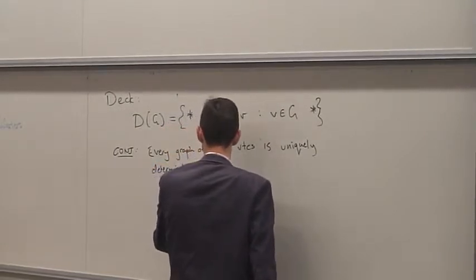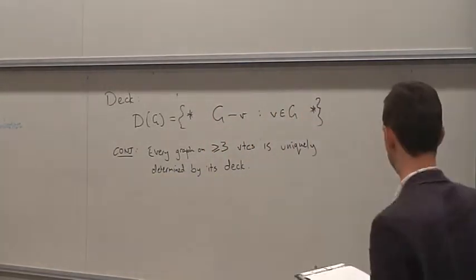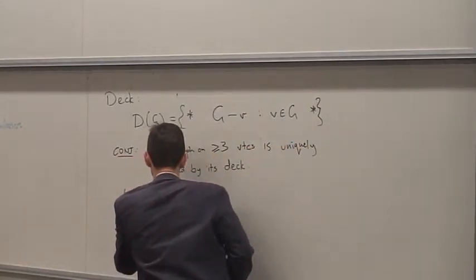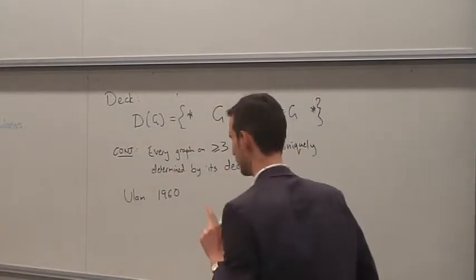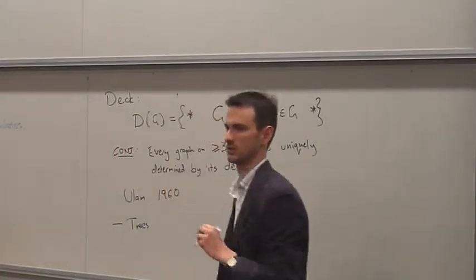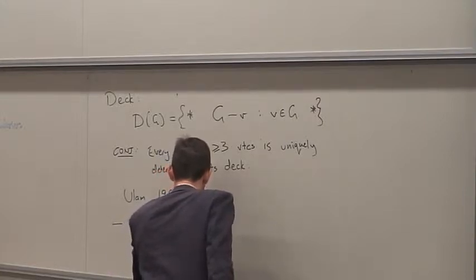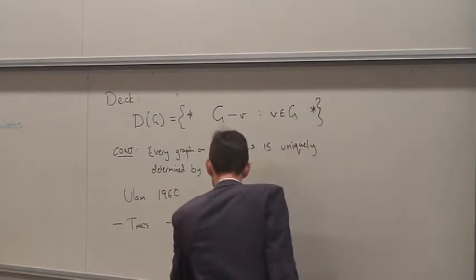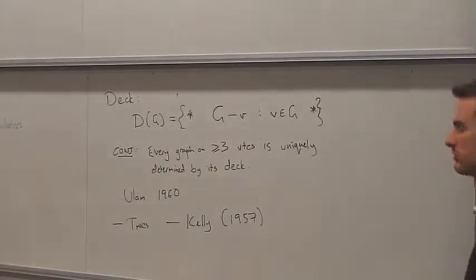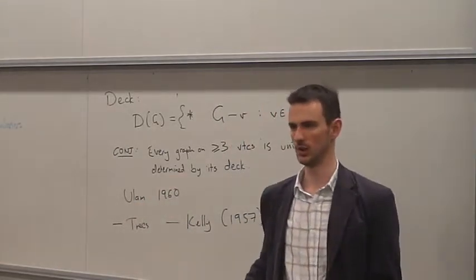Traditionally the conjecture was made by Ulam in 1960, but actually the first result on this is that all trees are reconstructible, and that's due to Kelly. He did that in 1957, and he makes a comment at the end that maybe this is also true. So the conjecture is probably really jointly due to these, but it's always attributed to Ulam.